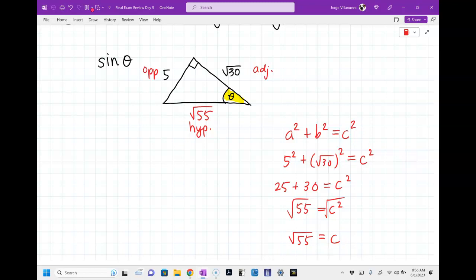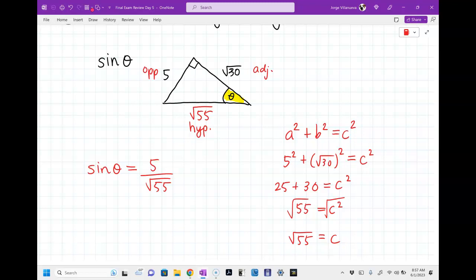So now all I got to do is do opposite over hypotenuse, right? Sine of theta is opposite over hypotenuse. Are they going to want you to leave your answer like that? No, right? So you're going to have to rationalize.